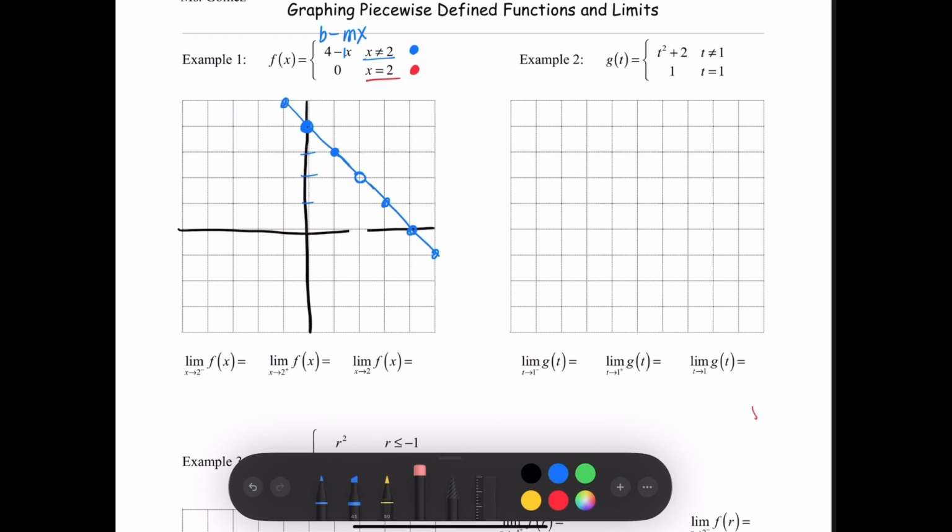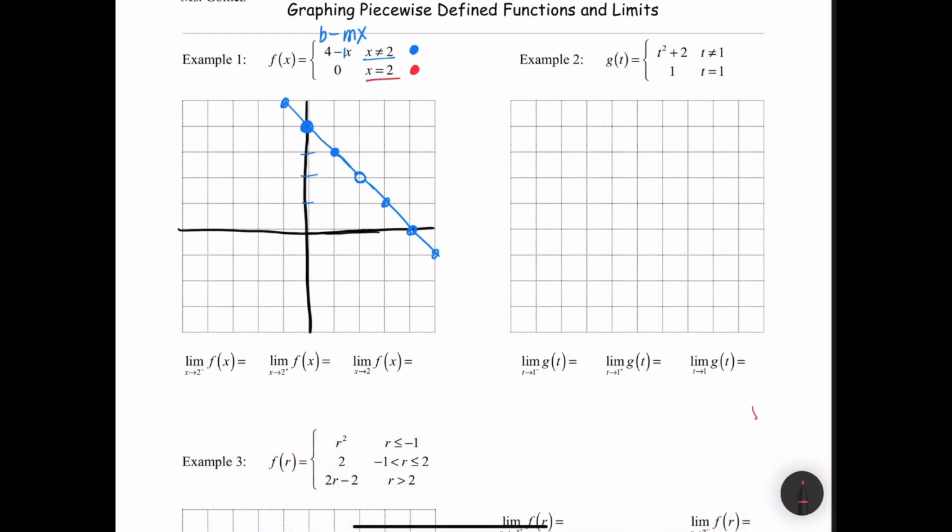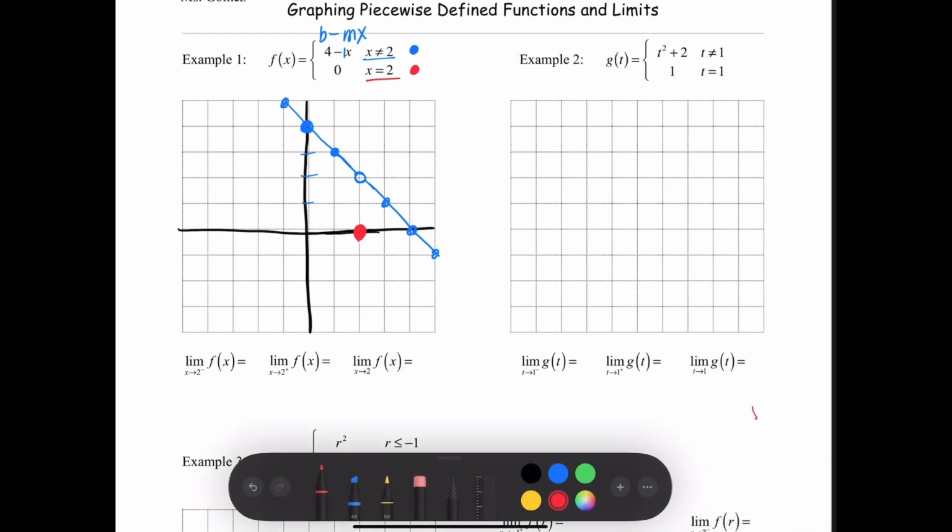Now, it tells me for the second piece of my piecewise function that I have a constant. And that constant of 0 only exists for x equals 2. So at x equals 2, I have the point, the y value of 0. So this is what my function looks like. And now I'm ready to take my limit.